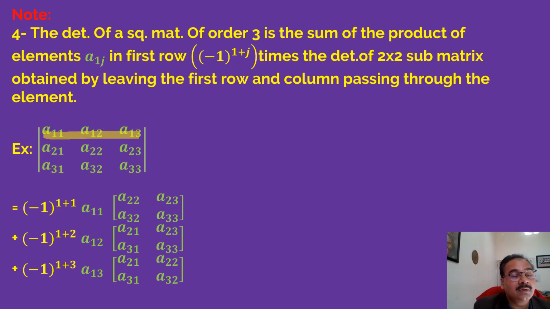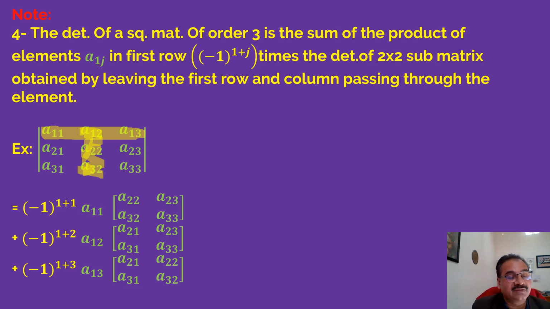Similarly, the next is minus 1 power, and the next element I am taking is a12. 1 plus 2 is 3, and 3 is an odd number, so this will be negative a12. Now you skip its row and column. The remaining elements are a21, a23, a31 and a33. So this is the minor for a12.